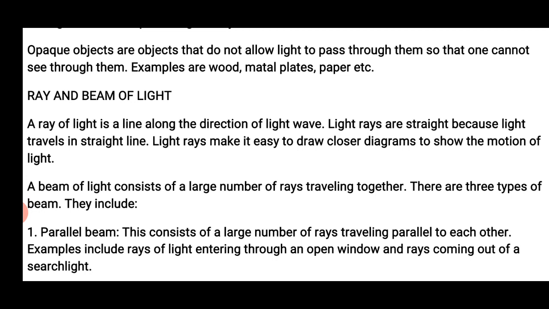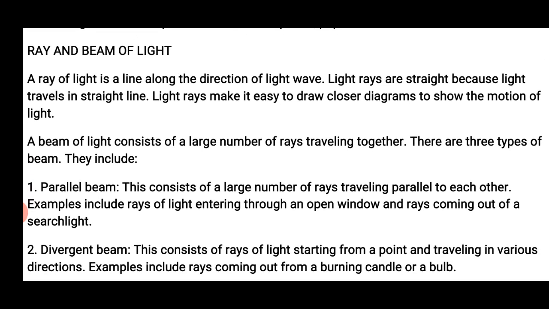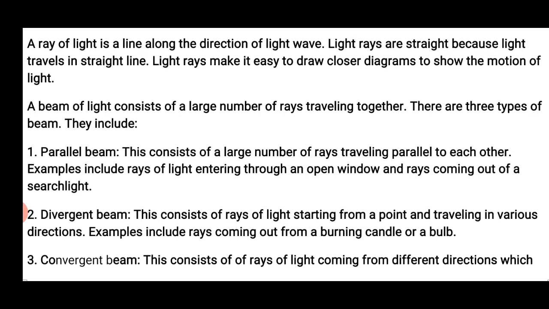So light rays make it easy to draw diagrams to show the motion of light. That is, we will be able to draw diagrams to show how light moves using lines, and we will show the direction of the motion using arrows on such lines. A beam of light consists of a large number of rays traveling together. There are three types of beam.